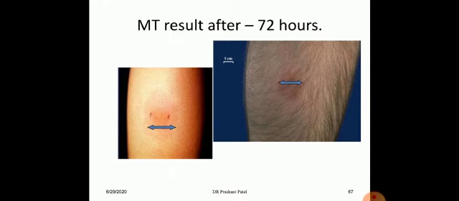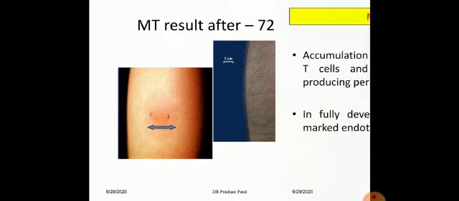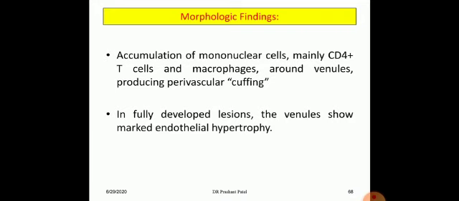So this is a photograph which shows an individual having a Mantoux test. The result is recorded after 72 hours. It is characterized by reddening and induration at the site of exposure. Morphologic finding: accumulation of the mononuclear cells, mainly CD4 plus T cells and macrophages, are present around venules and it produces perivascular cuffing. In a fully developed lesion, the venule shows marked endothelial hypertrophy.